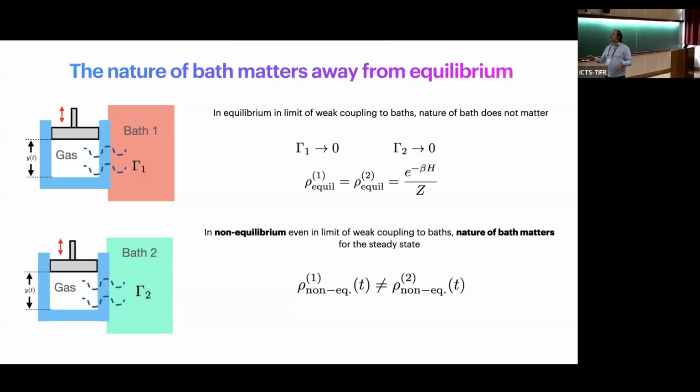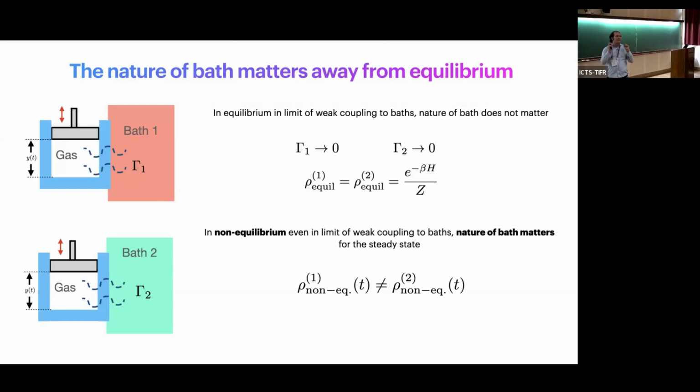And that's not true out of equilibrium. That's one of the key messages. When you're driving a system and you couple it to two different baths, even if those baths satisfied all the conditions that would have made the system have the same equilibrium ensemble, you might have two different steady state ensembles, even in the limit in which the coupling to the bath goes to zero.